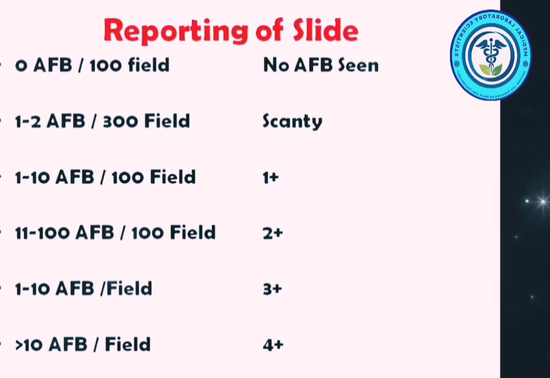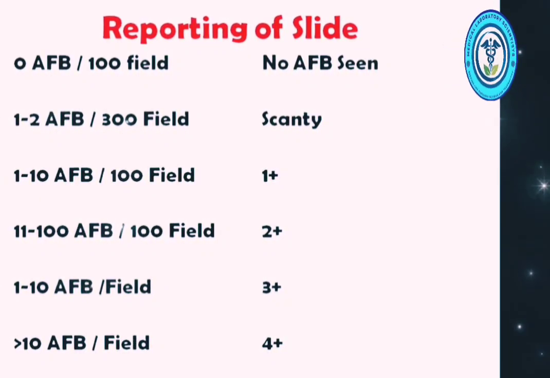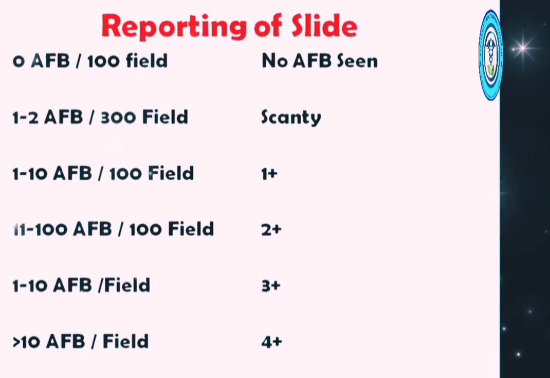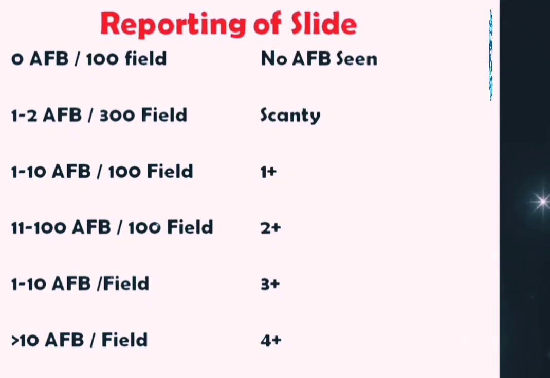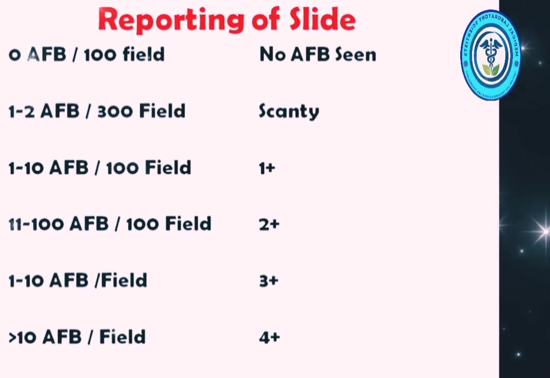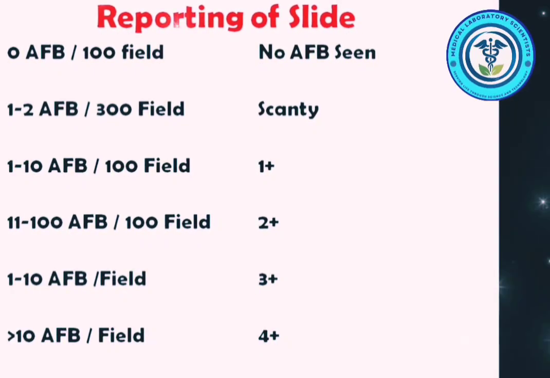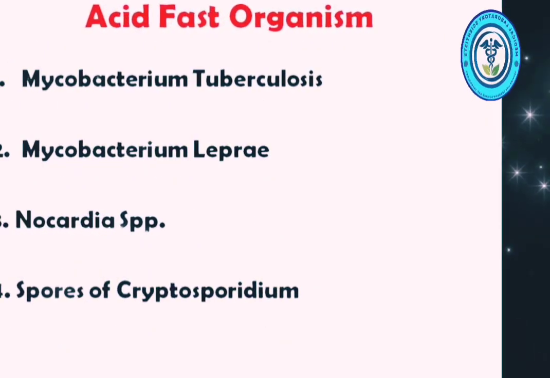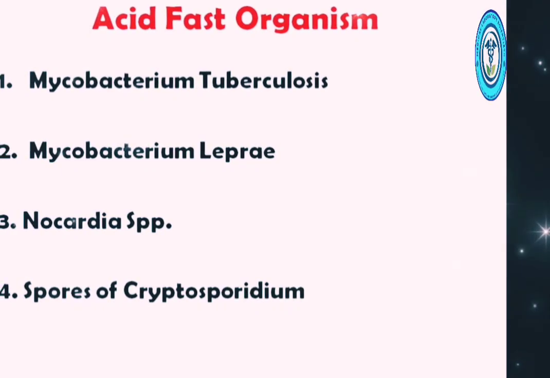If 1 to 10 AFB per 100 fields, then 1 plus. If 11 to 100 AFB per 100 fields, then 2 plus. If 1 to 10 AFB is seen per field, then we will report it as 3 plus. And if there are more than 10 AFB per field, then we will report it as 4 plus. So this was about the steps and reporting of ZN staining.